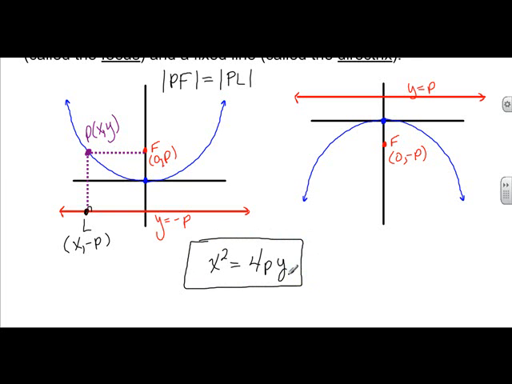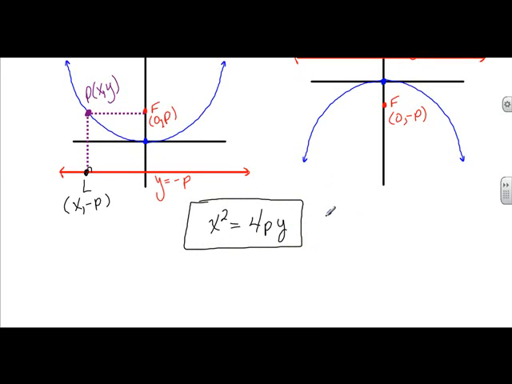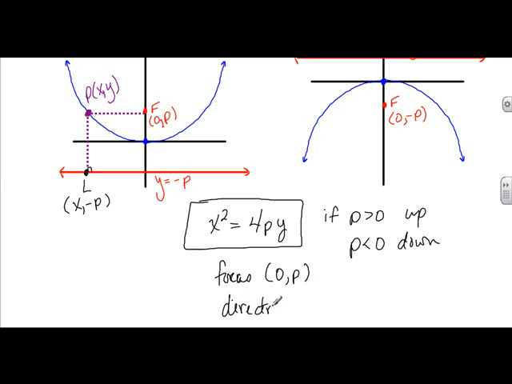Now, looking at that equation, know that if the p value that you get in this equation is greater than 0, then you've got a parabola that opens up. If p is less than 0, you've got a parabola that opens down. The focus will always be the point 0, p, and the directrix will be the line y equals the opposite of p.